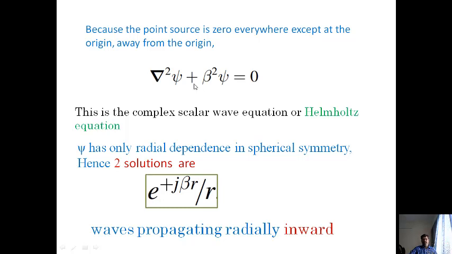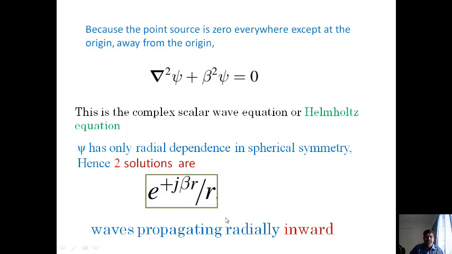The psi will be e raised to the roots for the psi, which will be plus or minus j beta r, because r is the variable. Where we have fixed the flow, the power flow happens along the radial direction, therefore it will be a function of r.